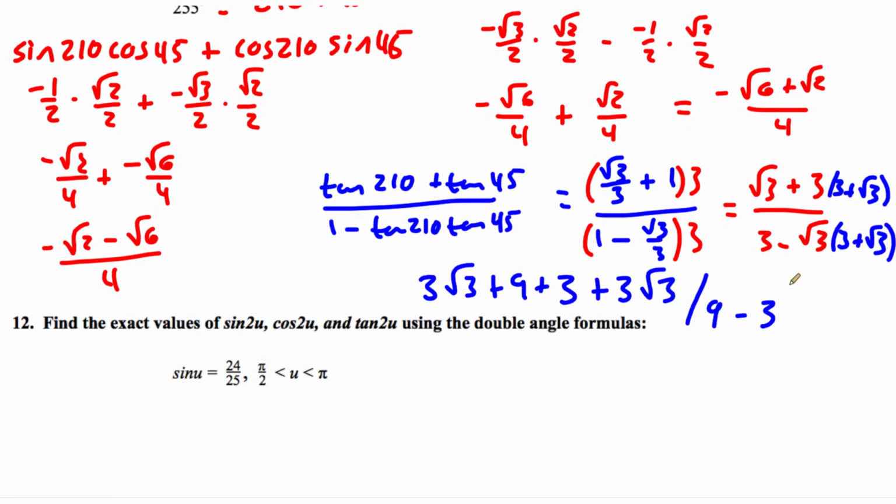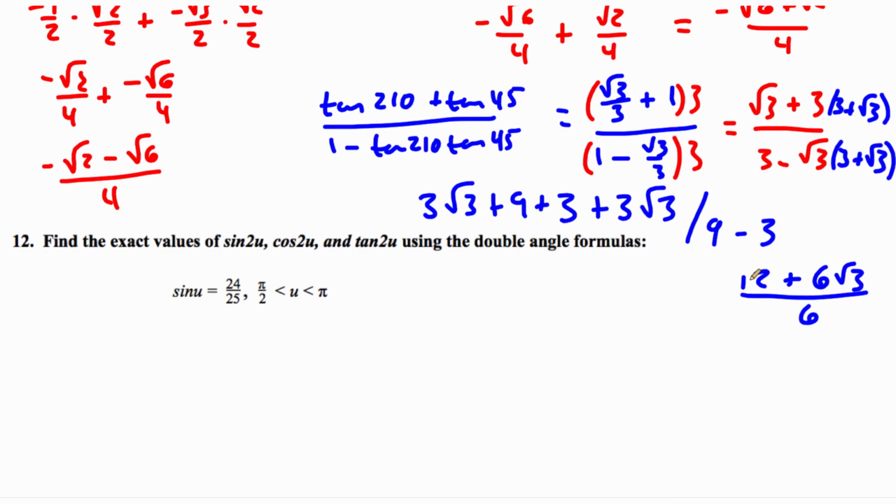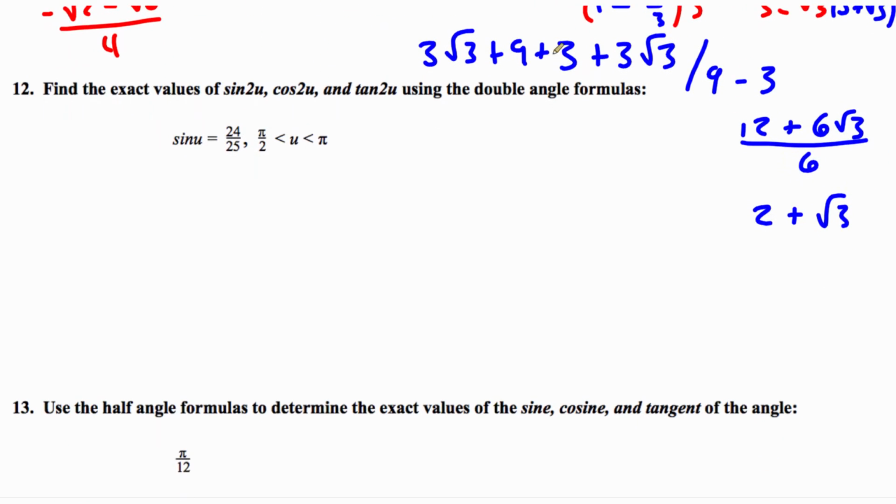So on top we can combine like terms. So we've got 9 plus 3, which is 12, plus 3 root 3 plus 3 root 3 is 6 root 3. And on the bottom of our fraction, we're just going to have 6. Now, since we have 2 terms on top and 1 term on bottom, we can split this up. So 12 divided by 6 is 2, plus 6 root 3 divided by 6. The 6's cancel out, so we just get root 3. So there's our final answer, 2 plus root 3.